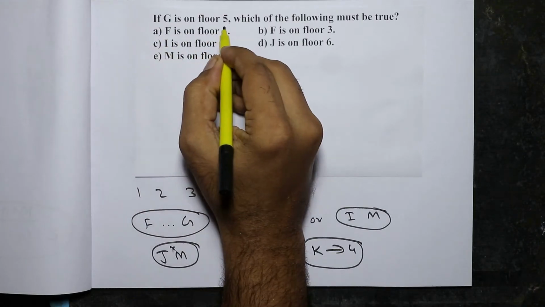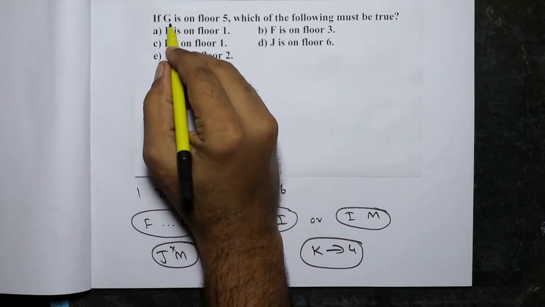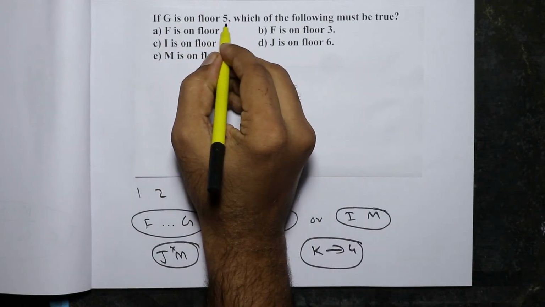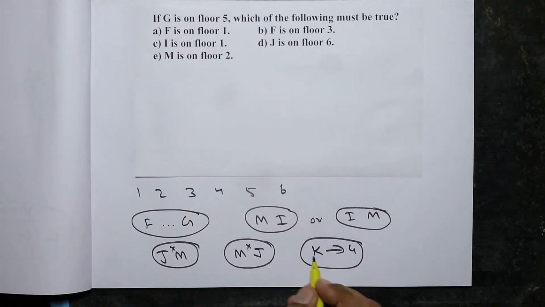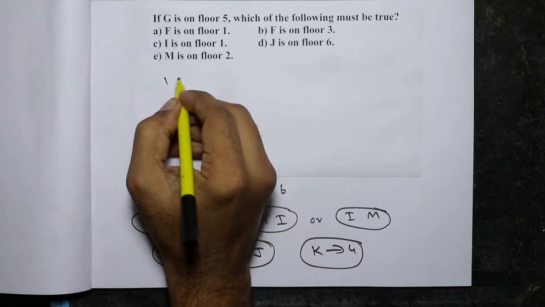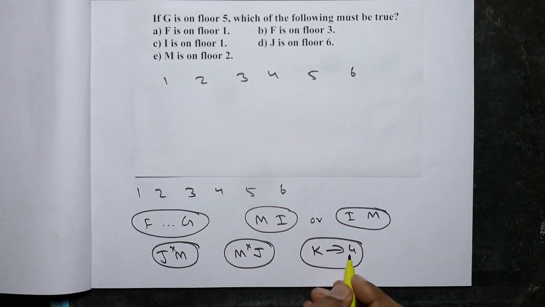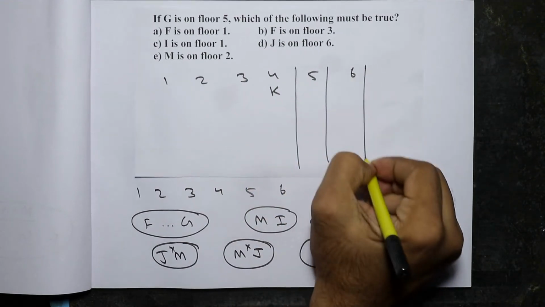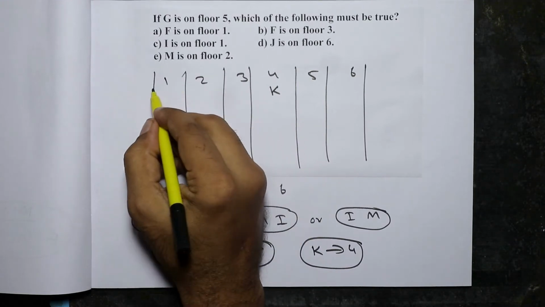If G is on floor 5, which of the following must be true? So only for this question G is on floor 5. In the other questions G may or may not be in floor 5. Now as per the information given in all the questions K should be in floor 4. I'll mark the floors like this: 5 and 6. Now K should be in 4 in all the questions. So we can mark the floors like this. We will look at the possible arrangements where K is in 4.